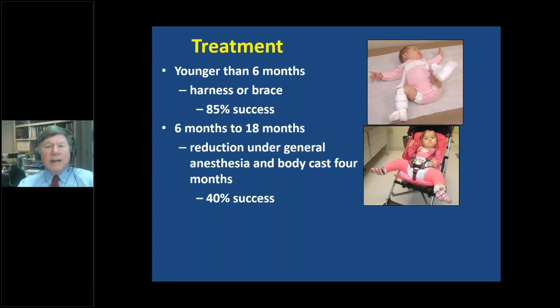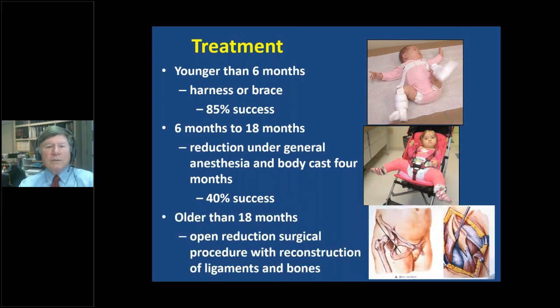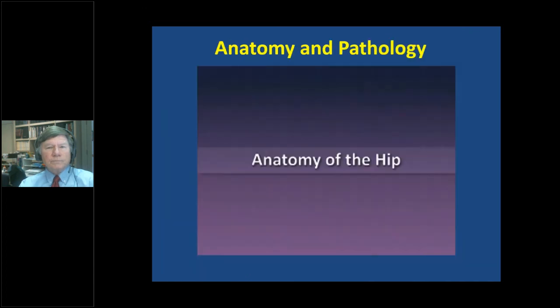Between 6 months and 18 months of age, when a dislocated hip is diagnosed, a reduction under general anesthesia and a body cast for about 4 months is the general recommendation. There are some surgical procedures that can be performed, and this has about a 40% success rate. So when those methods fail, then the last resort is open reduction, and this is the treatment of choice for children older than 18 months. And open reduction is a surgical procedure where the reconstruction of ligament and bones can be performed.